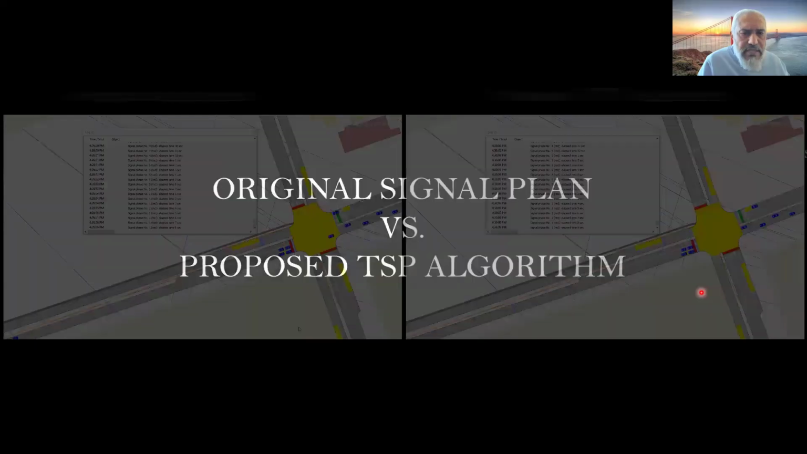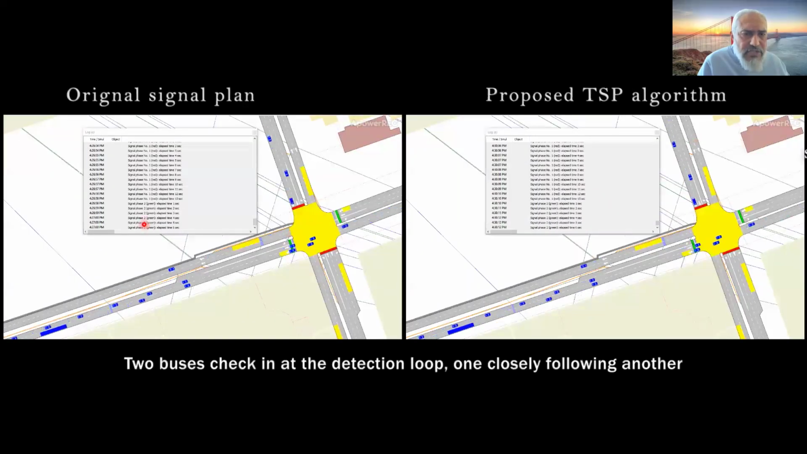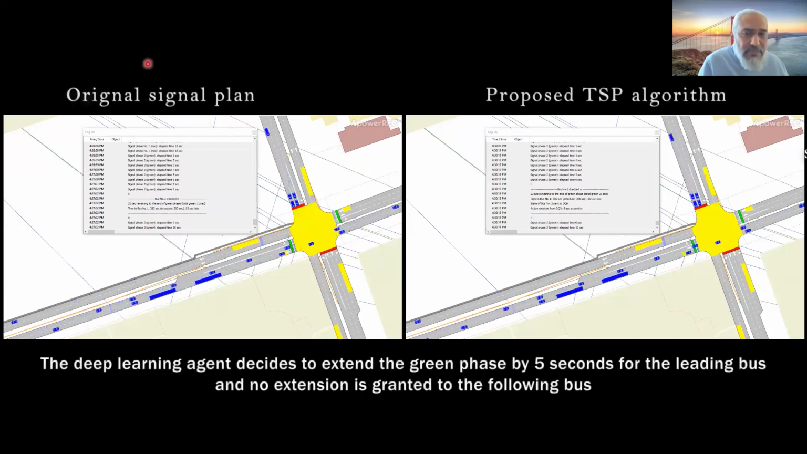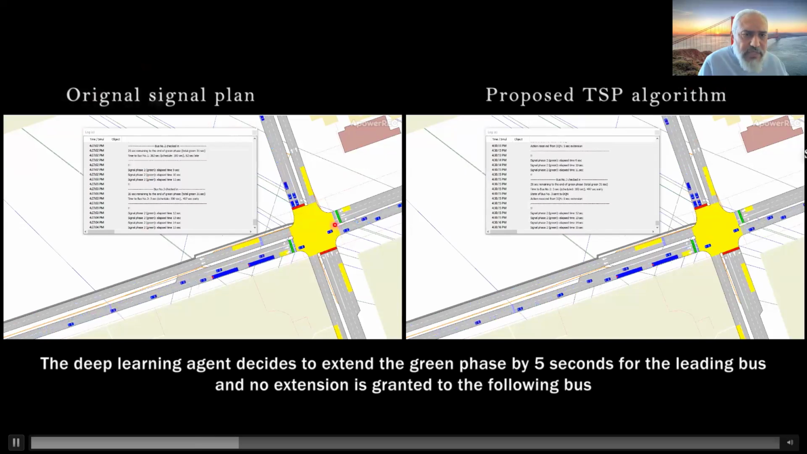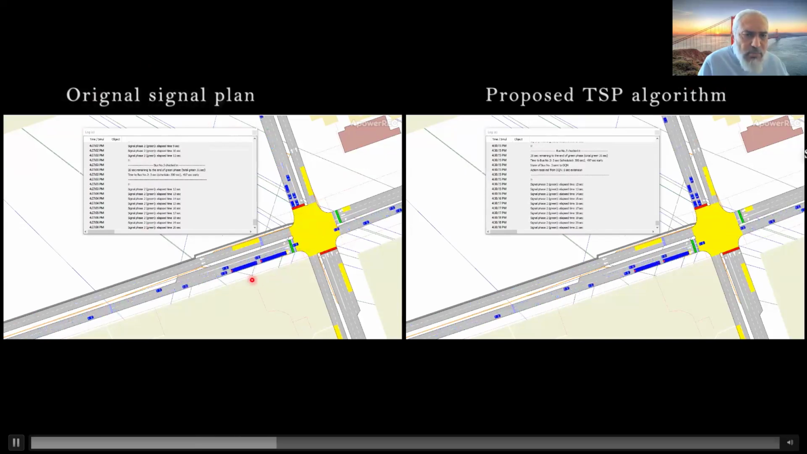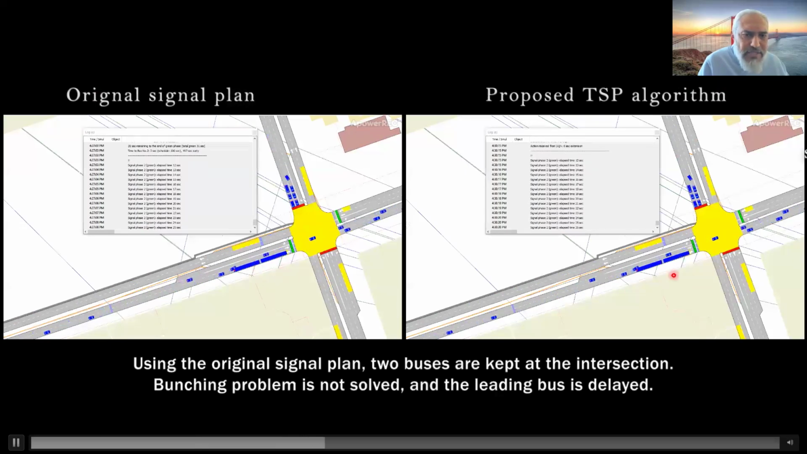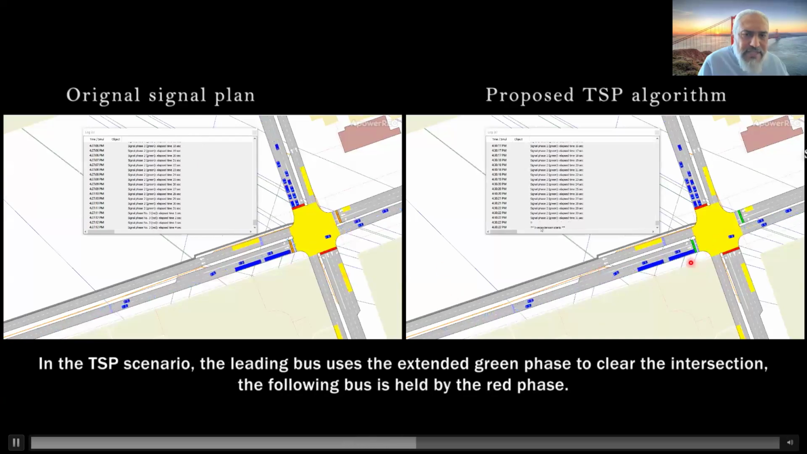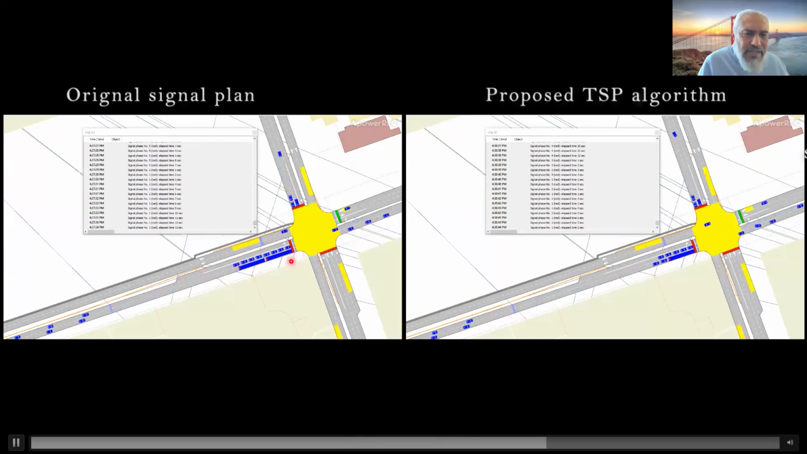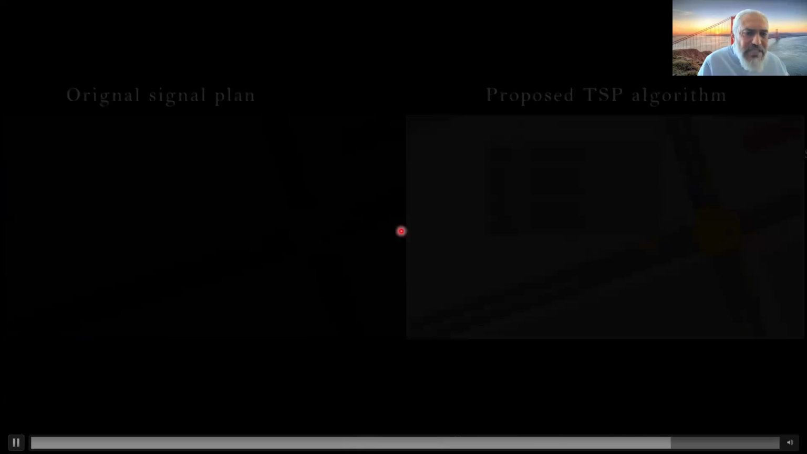So this is just an animation. Actually, this is the TTC TSP. This is our TSP at one intersection. So we see two buses coming here and two buses coming here. Ours actually lets the first go, and then it turns immediately into red. While this one doesn't recognize that there are two of them, so it gives the two the same green.